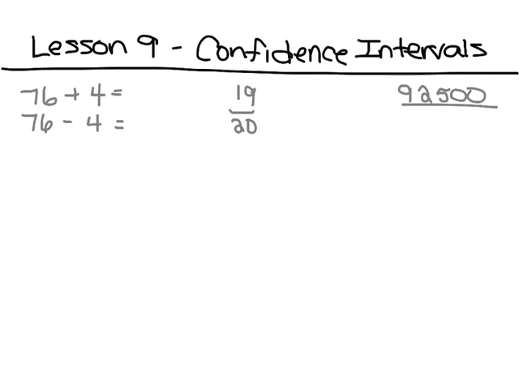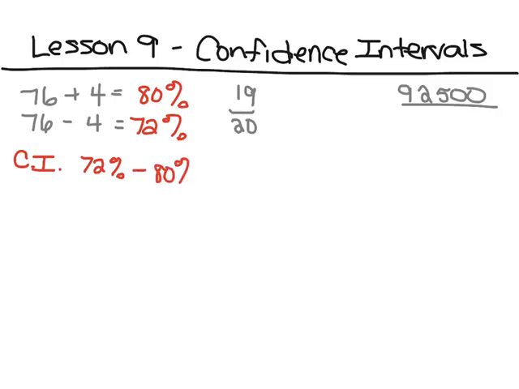First we're going to do the interval. If you add 4% to 76, you have 80%, and if you take it away, it's 72%. So the confidence interval is between 72% and 80%. We want to find that of our total population, so we're going to change each to a decimal, 0.72 and 0.80, and multiply by our total population.